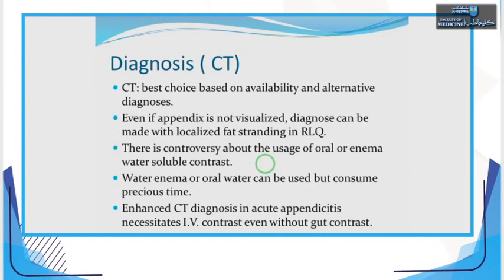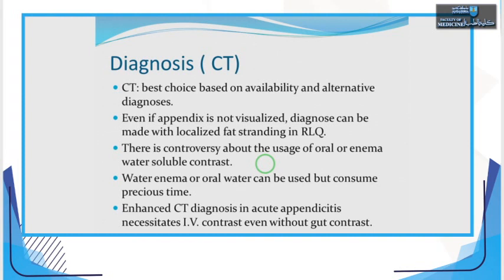Now we come to the CT. CT is the best choice based on availability and alternative diagnosis. Here I would like to say that CT with IV contrast is the most important diagnostic tool used in acute abdomen in general and in acute appendicitis. Even if the appendix is not visualized, diagnosis can be made with localized fat stranding in the right iliac fossa.